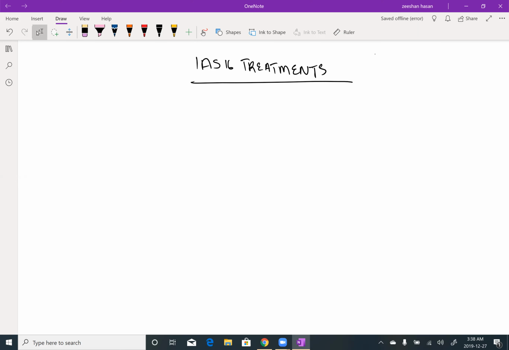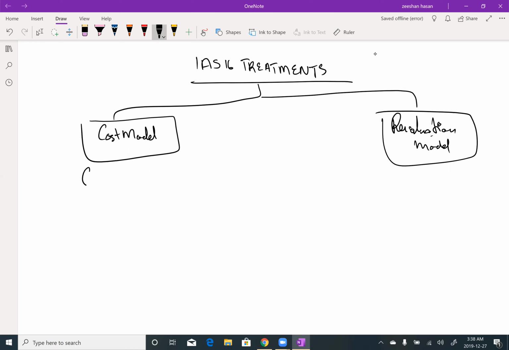Okay, in cost model, what we need to do, it's very simple. Cost less scrap value divided by useful life, we will get depreciation, and therefore it should be valued at cost less accumulated depreciation, right?